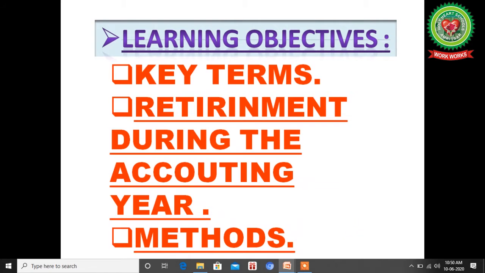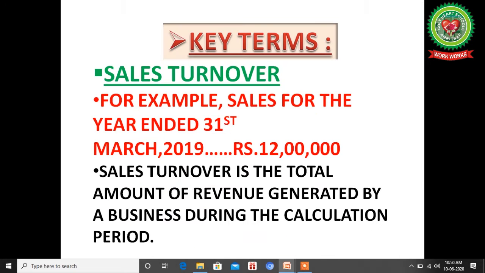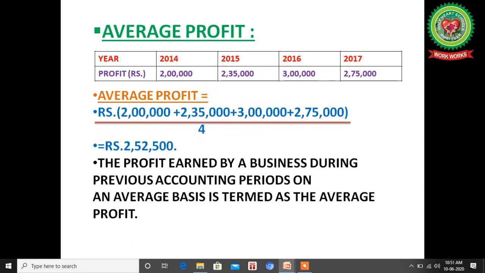So for this, see learning objectives, key terms, retirement during the accounting year, methods. First of all, key terms. Number one key term, sales turnover. For example, the sale for the year ending 31st March 2019 is 12 lakh. So your sale of 12 lakh is to be considered as sales turnover. Sales turnover is the total amount of revenue generated by a business during the calculation period.